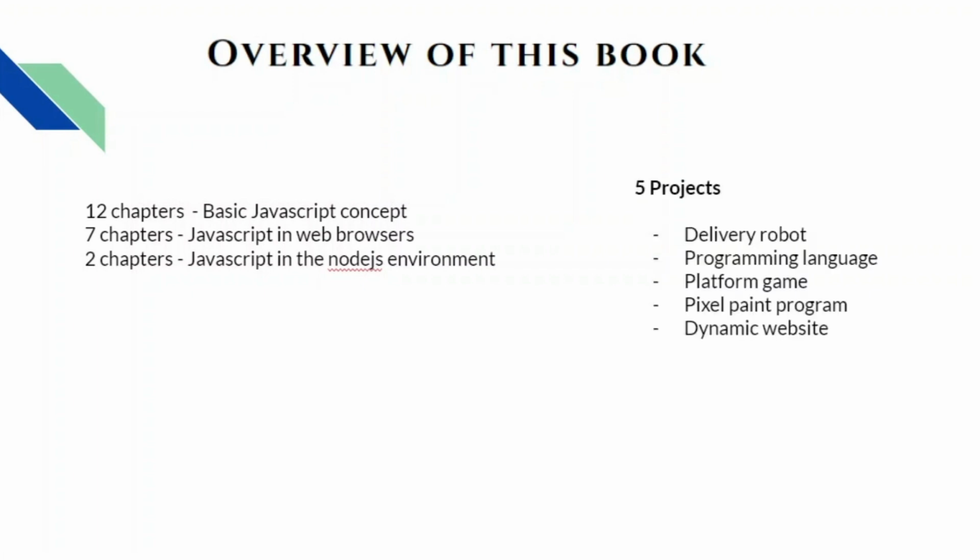We also have 5 projects to work on. There are exercises in every chapter, but there are 5 major projects: a delivery robot, a programming language (you will build a programming language), a platform game, a pixel paint program, and a dynamic website. Now, I think these are good projects to add to your portfolio, your resume. They look good, but beyond looking good, they're also quite technical. They are a good way to learn the basics, the foundations of JavaScript.